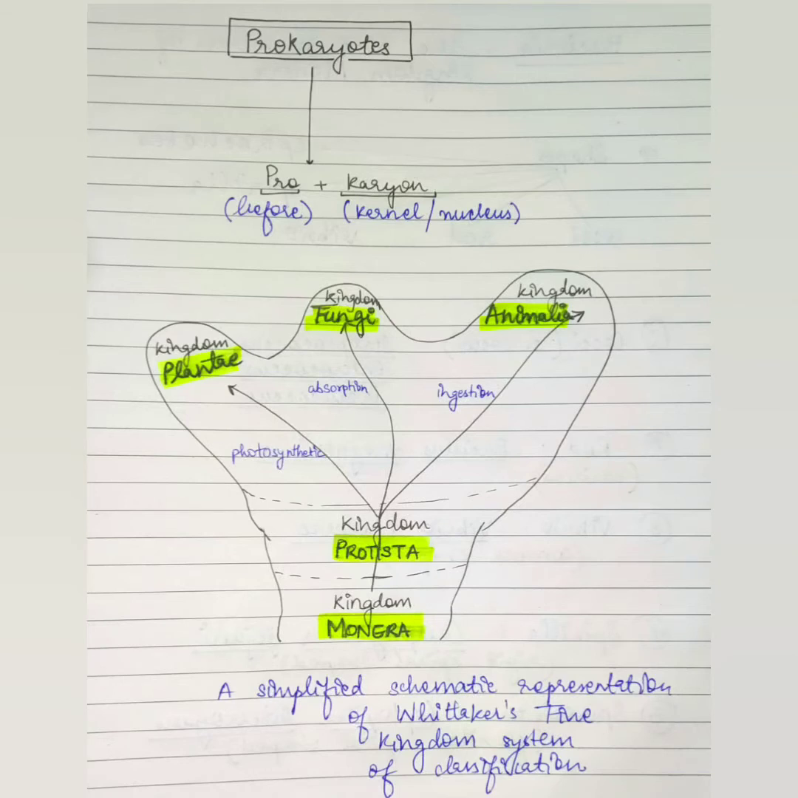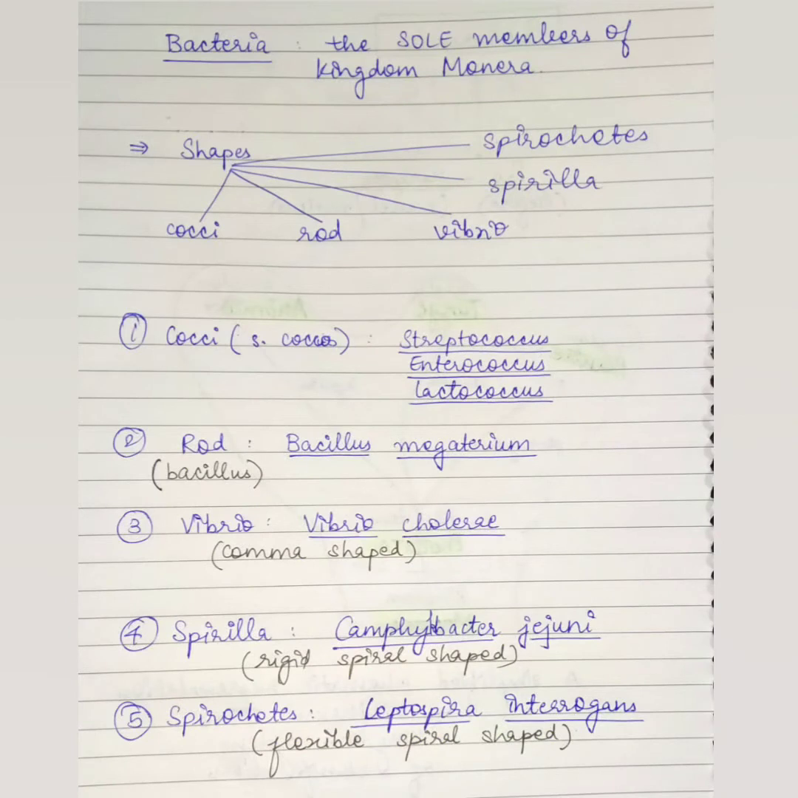So basically, in 1969 R.H. Whittaker classified organisms under 5 kingdoms, and he gave the 5 kingdom system of classification: kingdom Monera, kingdom Protista, kingdom Plantae, kingdom Fungi, and kingdom Animalia. Now, under this kingdom Monera, bacteria were the sole members of this kingdom.